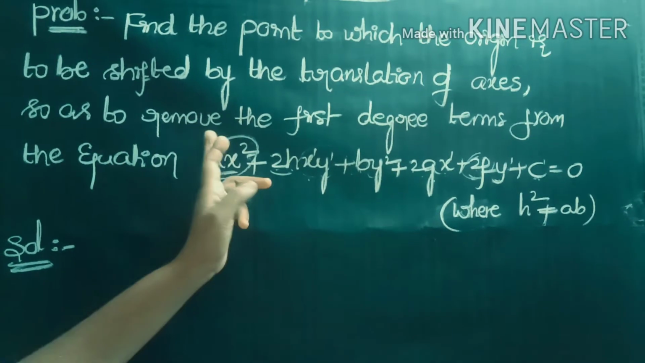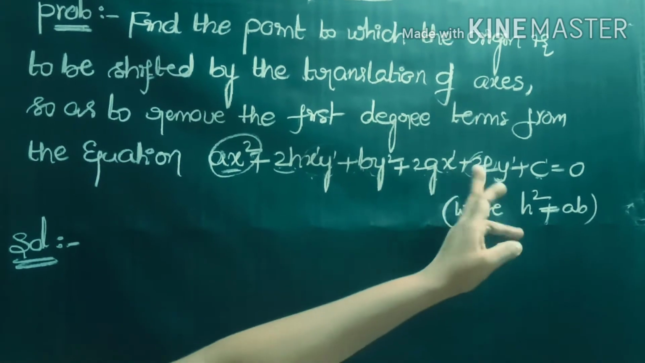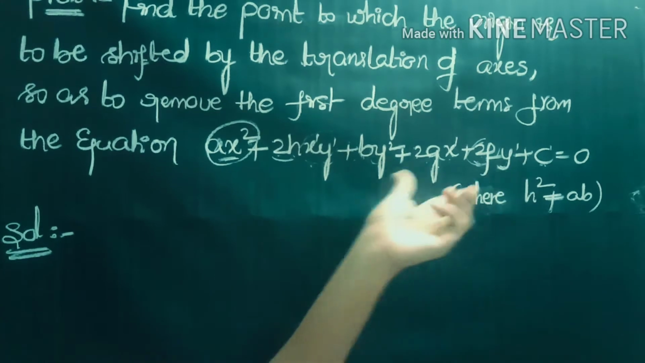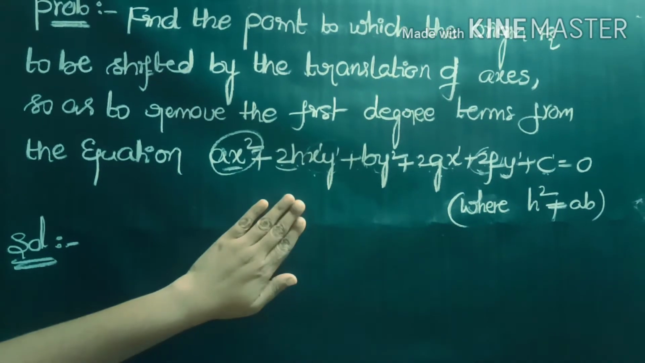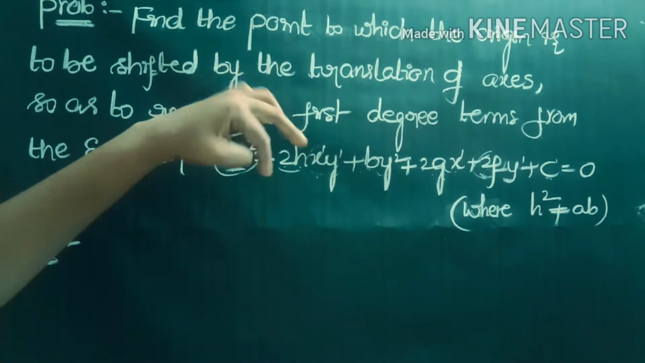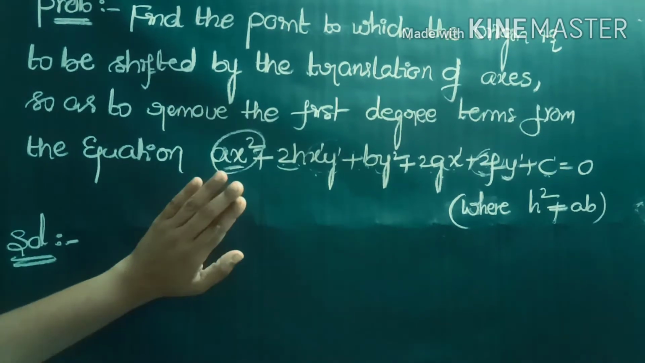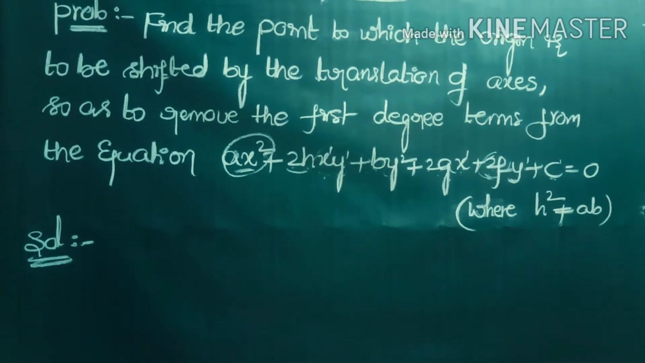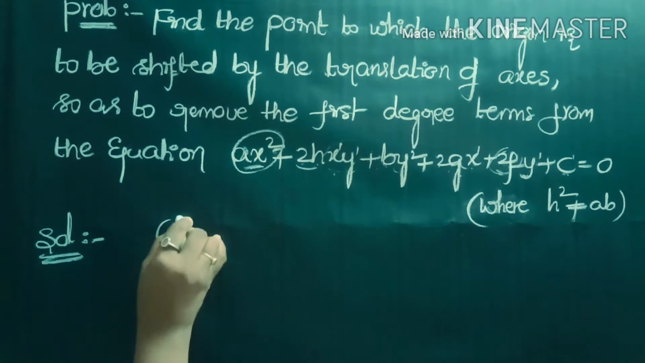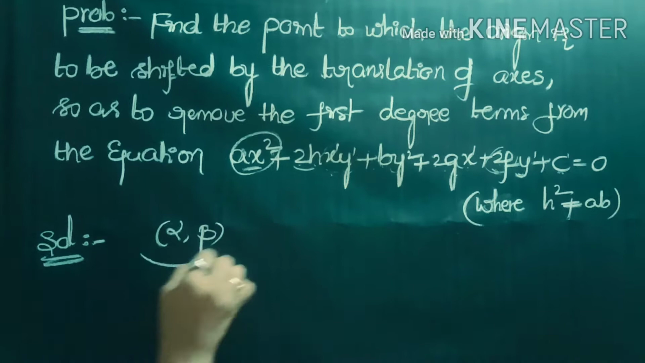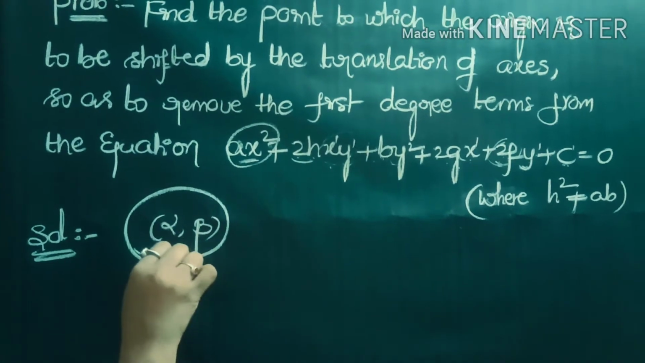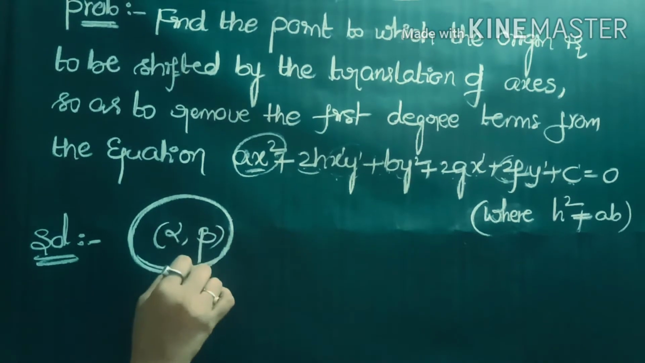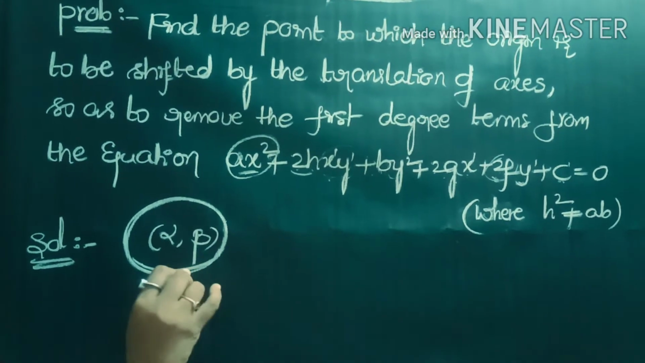So we want to remove the first degree terms from this equation, that is, the x term and y term. Further, we want to shift the origin to some point. So what is that point? We have to find it. So this is the given equation. First we take the origin as alpha comma beta. Let alpha comma beta be the point to which the origin is to be shifted.